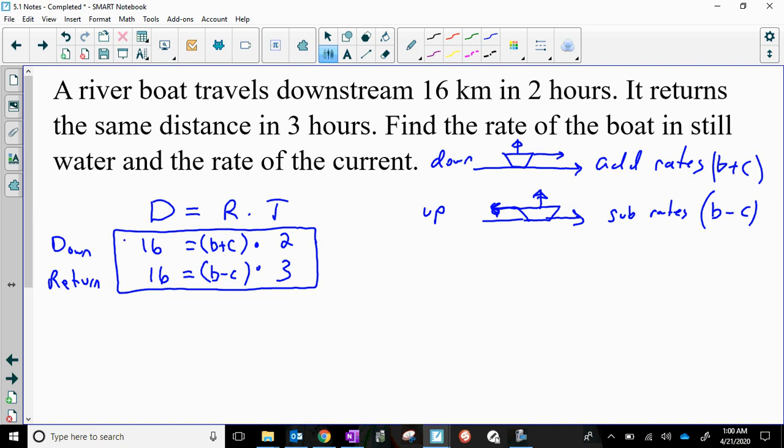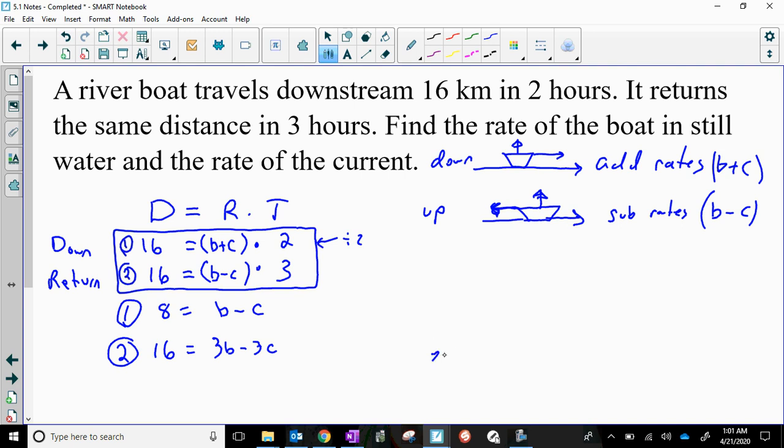So these are my two equations. For my second equation, I have 16 equals 3b minus 3c. And my first equation, I could write as 16 equals 2b plus 2c, but I could divide each side by 2 if I wanted to and make it 8 equals b plus c. That first one, everything was even, so I could divide it by 2 to make it easier. Put it in standard form.